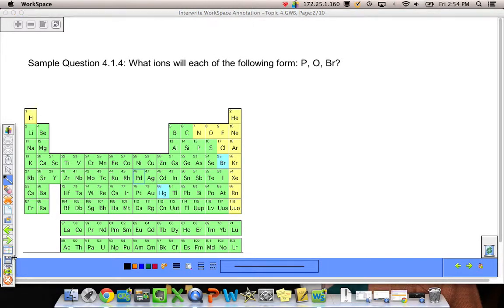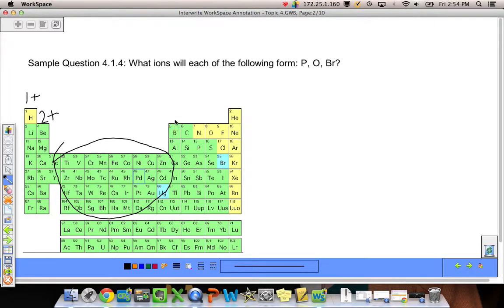Question 4.1.4 says, what ions will each of the following form? So we're doing the same thing that we did with the last one. Let's do it with the shortcut though. So we know everything in this column forms a 1 plus. Everything in this column forms a 2 plus. The transition metals are the oddballs. We can't tell just by looking at them.